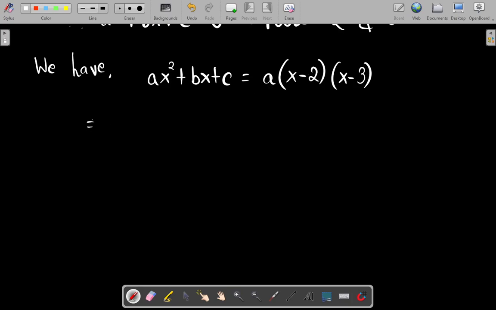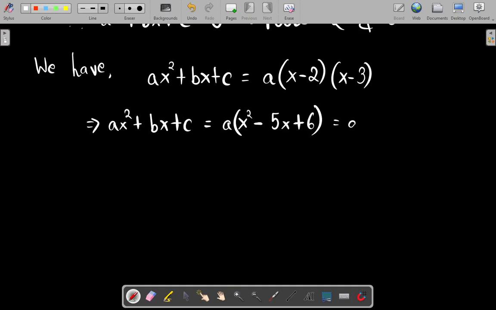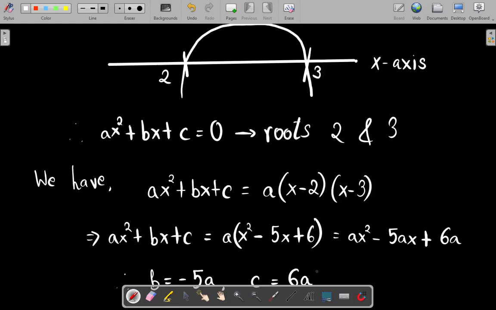So this implies that if we try and simplify, we get ax square plus bx plus c becomes a times x square minus 5x plus 6. So this one simplifying further becomes ax square minus 5ax plus 6a. So on comparing both, we get b is equal to minus 5a and c is equal to 6a, right?